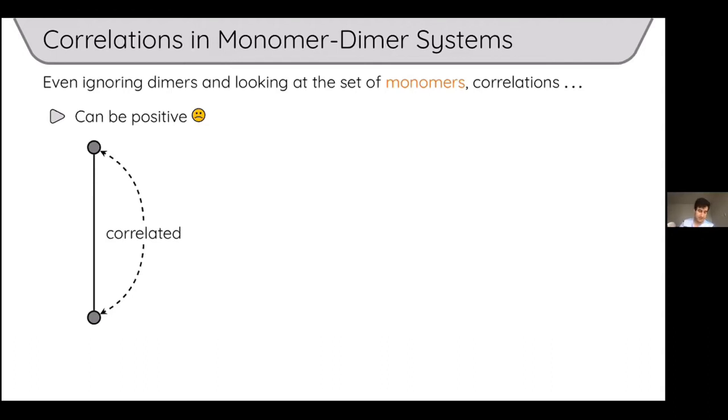For example, the correlations in the set of monomers in a monomer-dimer system can be positive. And here's a simple example. Just take a graph with just one edge, and let's say all of the weights are 1. Now the two endpoints of this edge are perfectly positively correlated. They're either both in monomer or neither of them are. Okay.